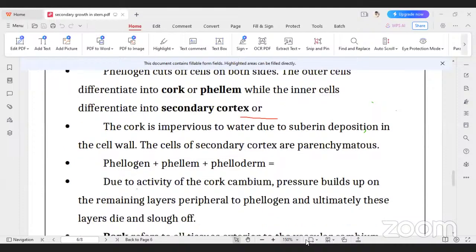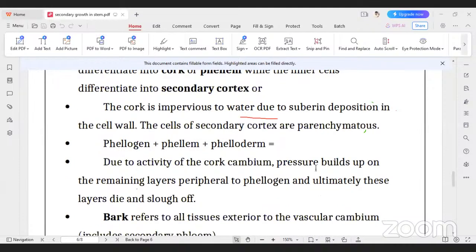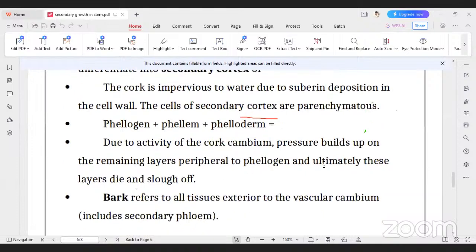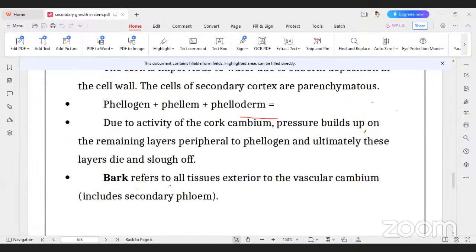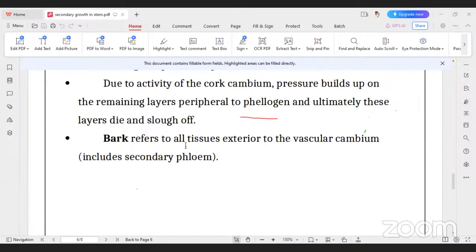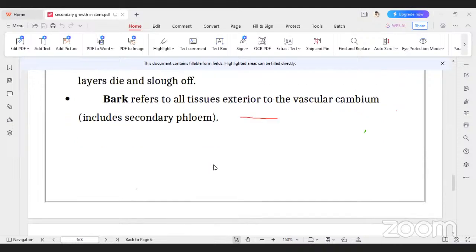Due to the activity of the cork cambium, pressure builds up on the remaining peripheral layers outside the phellogen, and ultimately these layers die. The final outside cells die, and it is called phellem. Now the bark refers to all tissues exterior to the vascular cambium, including the secondary phloem. Now what is bark? Simple.